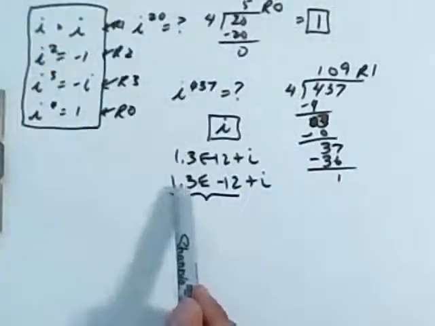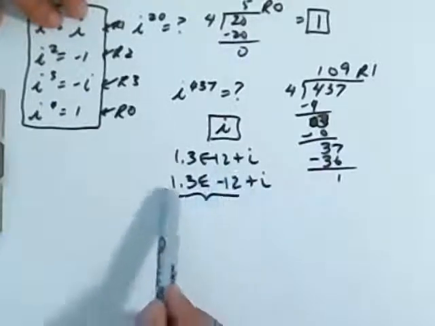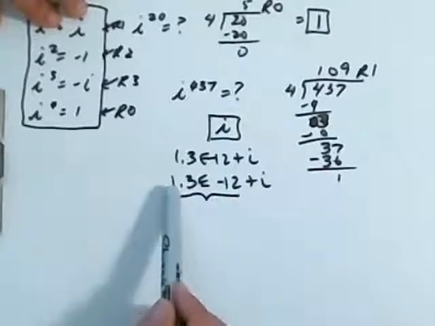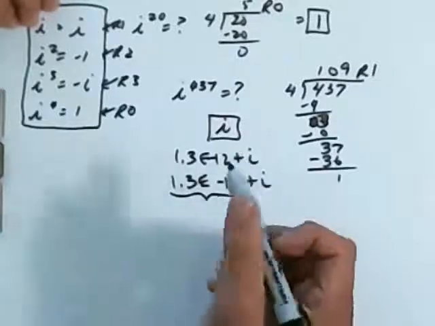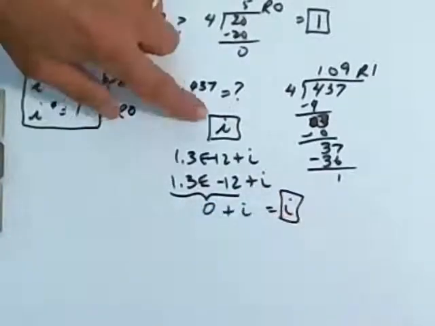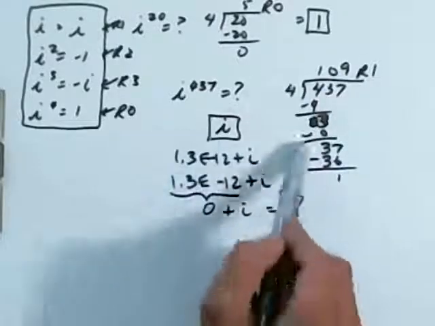So what this means is this 1.3 times 10 to the minus 12, we know that that scientific notation is approximately 0.0000000013. So this portion is 0 right there. 0 plus i, ended with i, which we should have gotten in the first place. So you could actually do it with a calculator if you want, or if they don't allow you to use a calculator, you have to do it manually using long division.